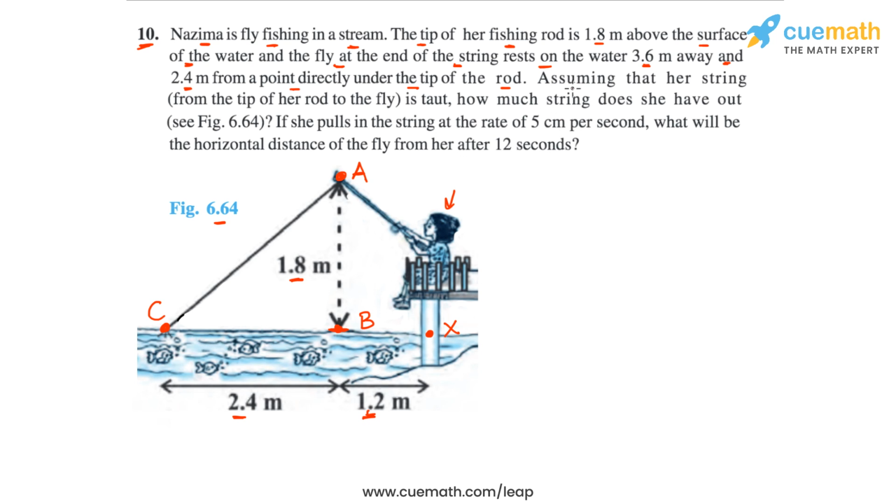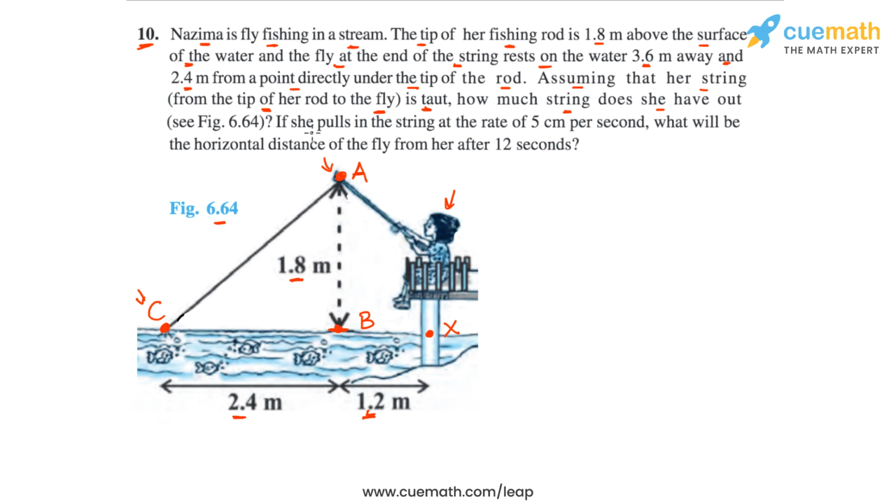Now, the problem statement says, assuming that her string from the tip of the rod to the fly, so from the point A to the point C, is taut, meaning completely straight, there is no slack in the string. How much string does she have out? So how much string is out, basically out of the fishing rod? And that is simply the length of AC. So in this first question, we have to simply find the length of AC.